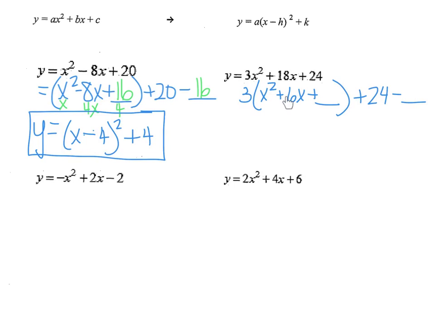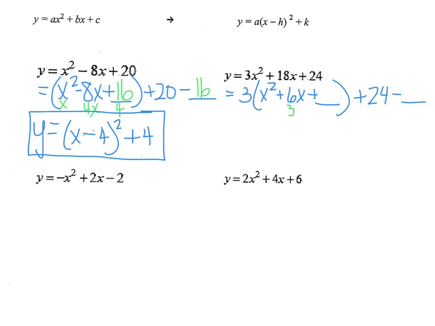Then 6x times 3 gives us the 18x. Plus what? We're going to figure out 24 on the end minus the adjustment. Whatever you add in, subtract off. Add in, subtract off. Let's figure out what goes in.